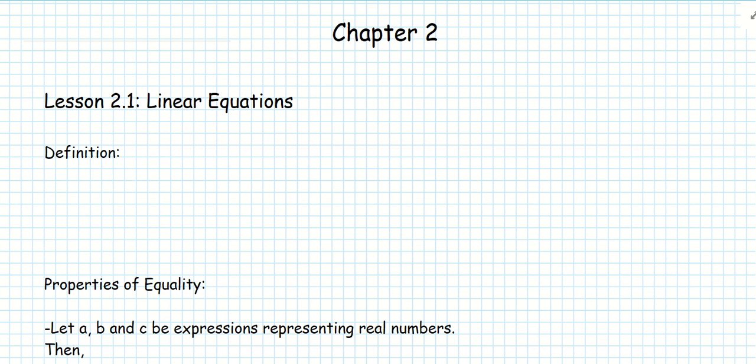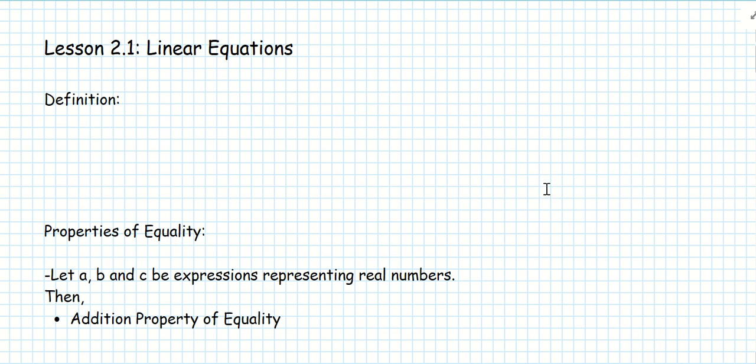Hello everyone, so for this video I'm going to be going over chapter 2, which is going to be covering linear equations and their different applications. So let's go ahead and get started with lesson 2.1. For this lesson I'm basically just going to introduce you to linear equations, and we're going to start by describing what is the definition of an actual linear equation.